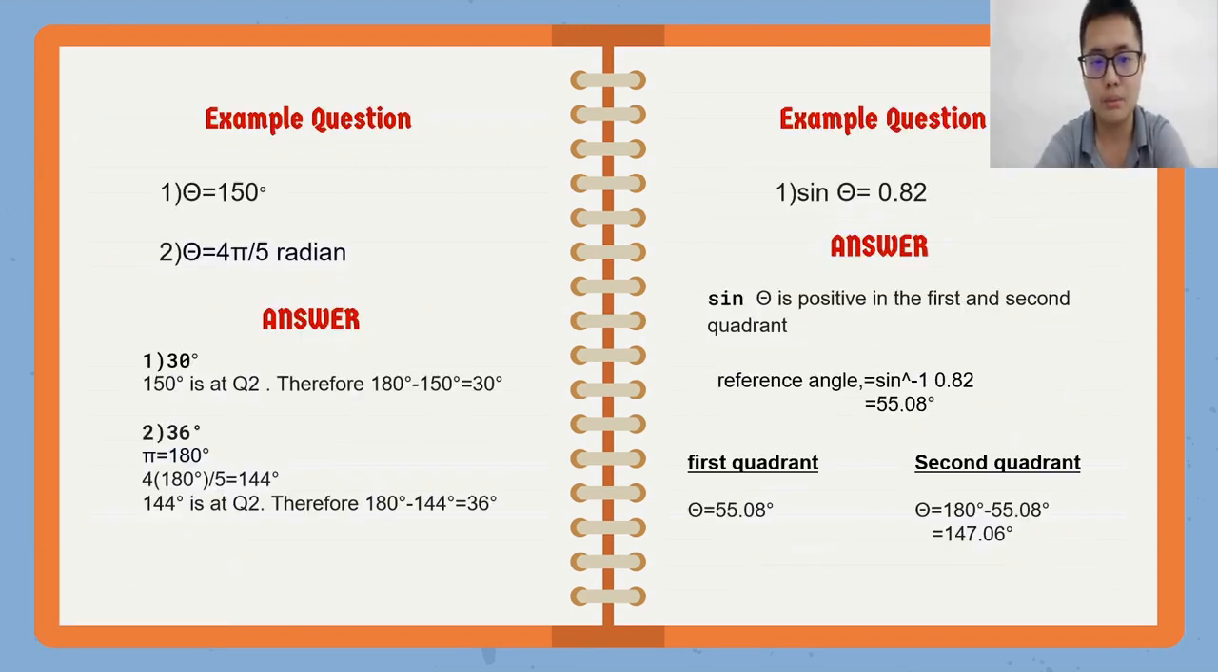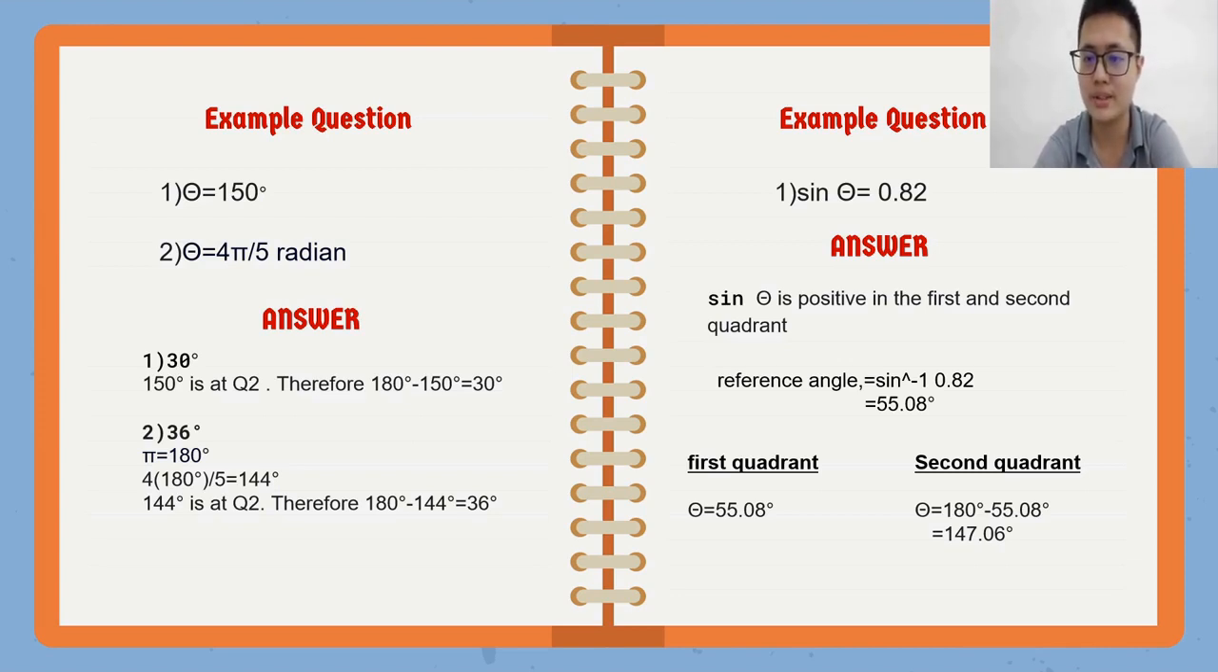Theta equals 150. 150 is at quadrant 2, therefore 180 minus 150 will get 30 degrees. Number 2, theta is equal to 4 pi over 5. Pi is equal to 180, therefore 4 times 180 divided by 5 will get 144. 144 is at quadrant 2, so 180 minus 144 will get 36 degrees.